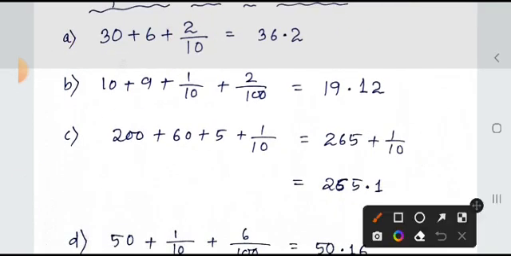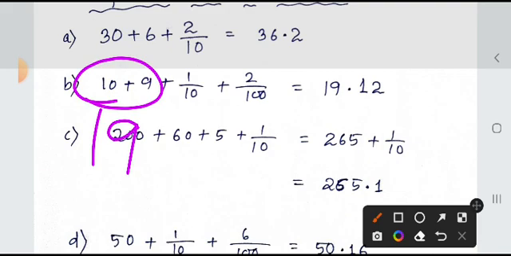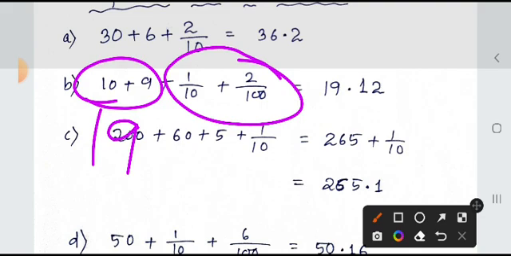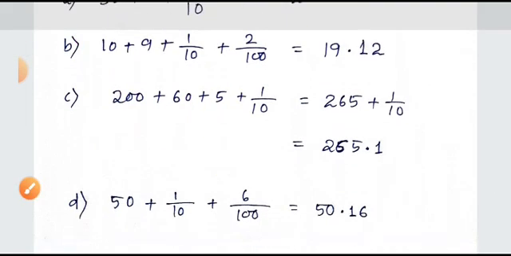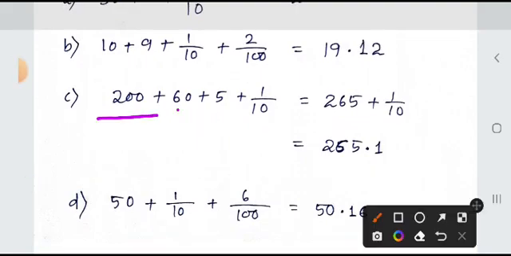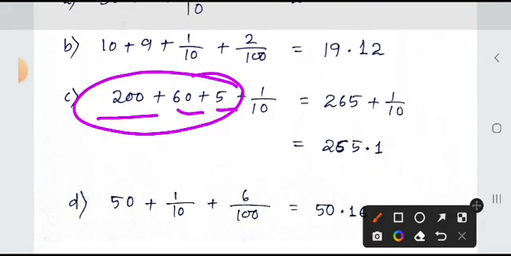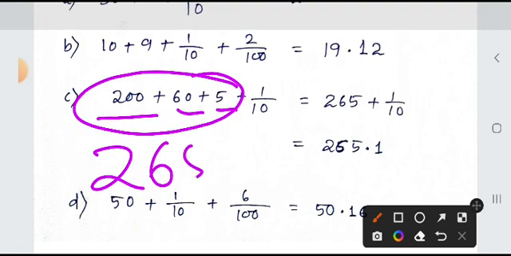And in the next number, 10 plus 9, that will be 19, this will form the whole part, and these two numbers, 1 upon 10 and 2 upon 100, will form the decimal part. So we will have 19 point, in the tenth place we will have 1, and in the hundredth place we will have 2, so 19.12. And likewise 200 plus 60 plus 5, this will form the whole part, that will be 265. And in decimals we have 1 upon 10, that's why we have 1.